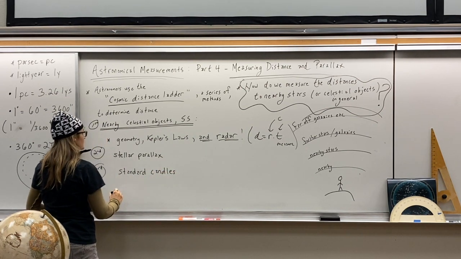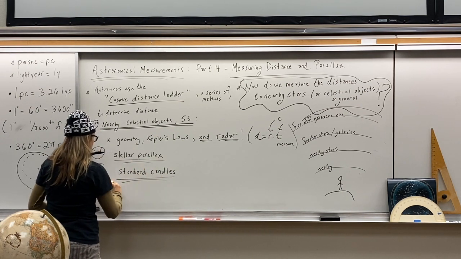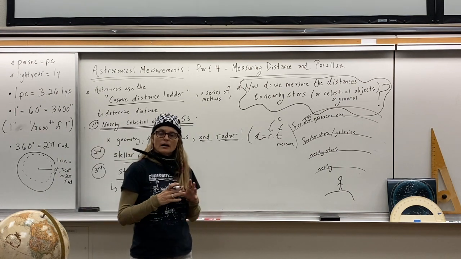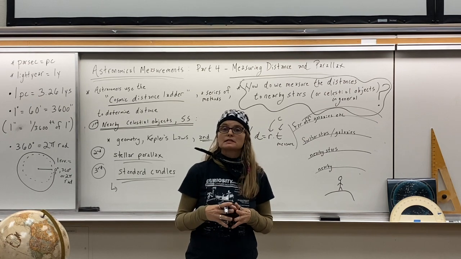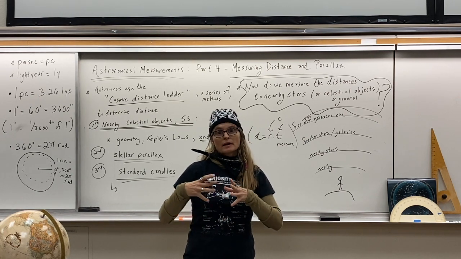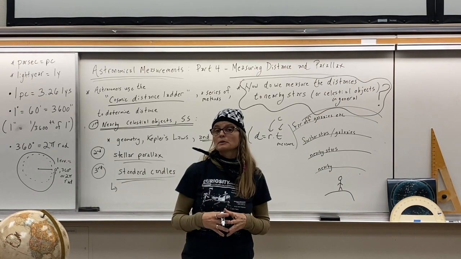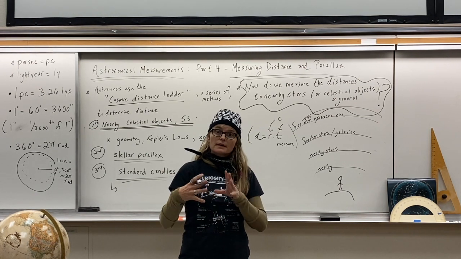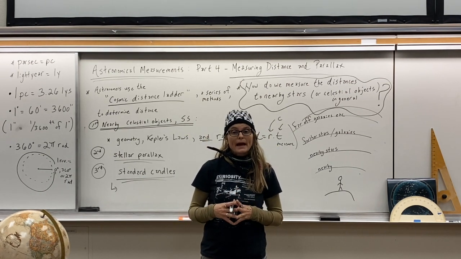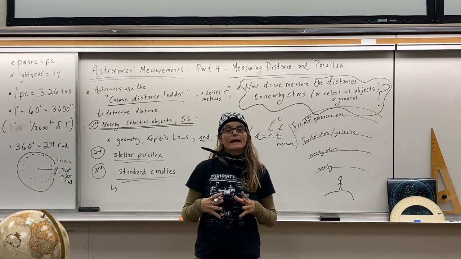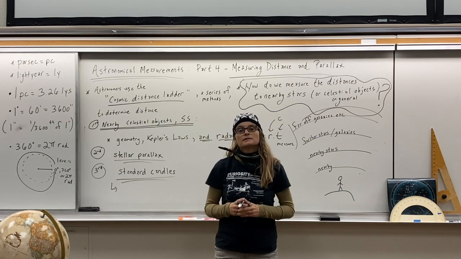And the idea behind this one with standard candles is we look at the brightness. So we take a look at how bright the objects appear to us, and then compare them to the models of where they are in their stellar evolution, where they should be with their luminosity, and we equate that with the distance. So we use apparent magnitudes, luminosity, and distance. We use those relationships to figure out the distance.